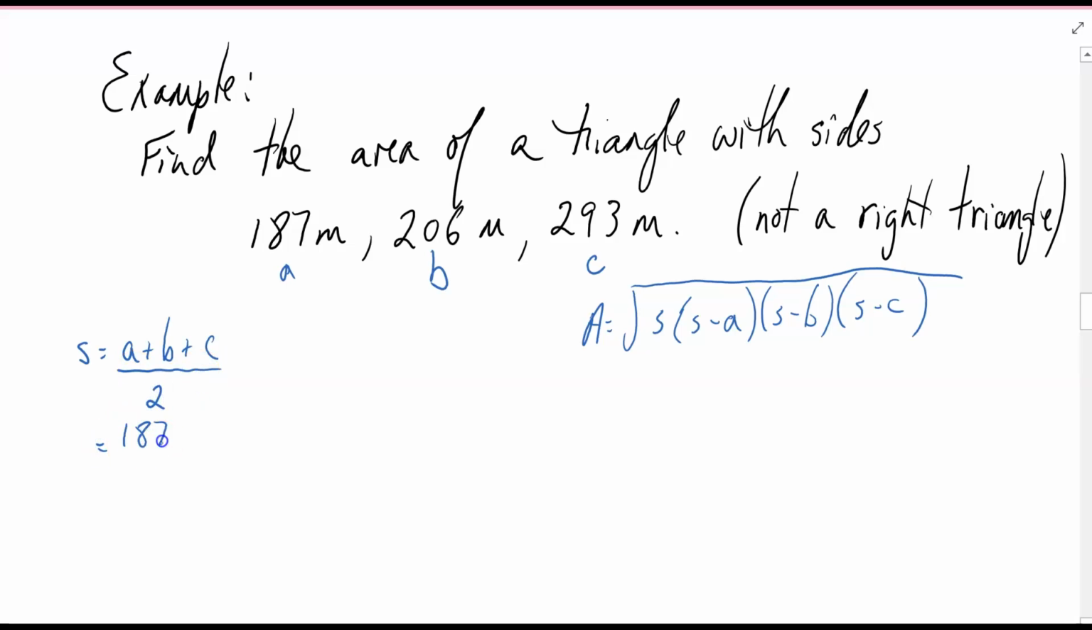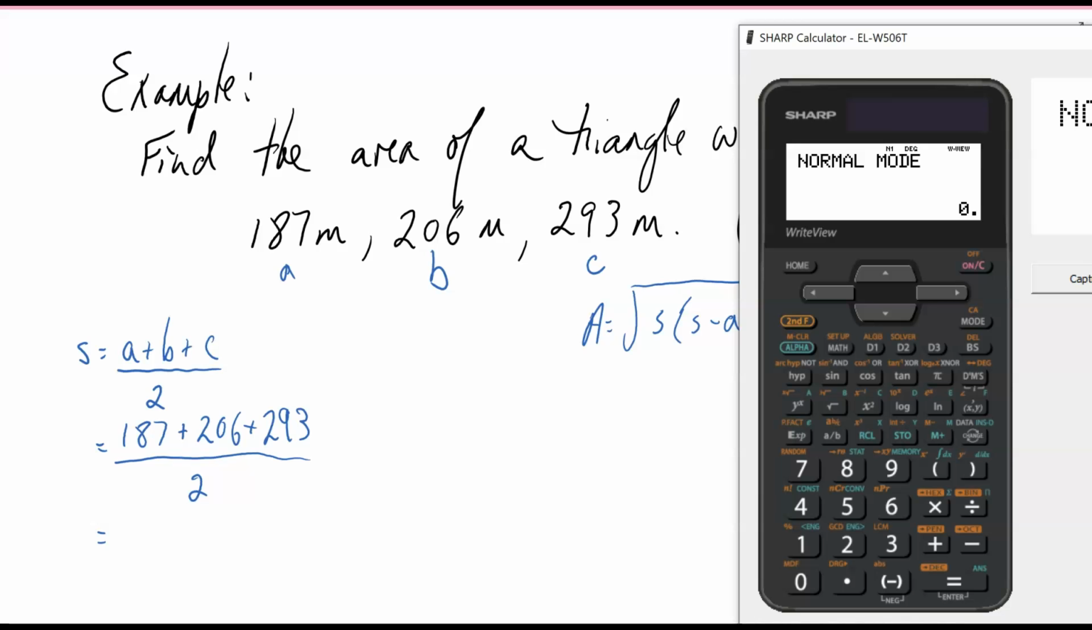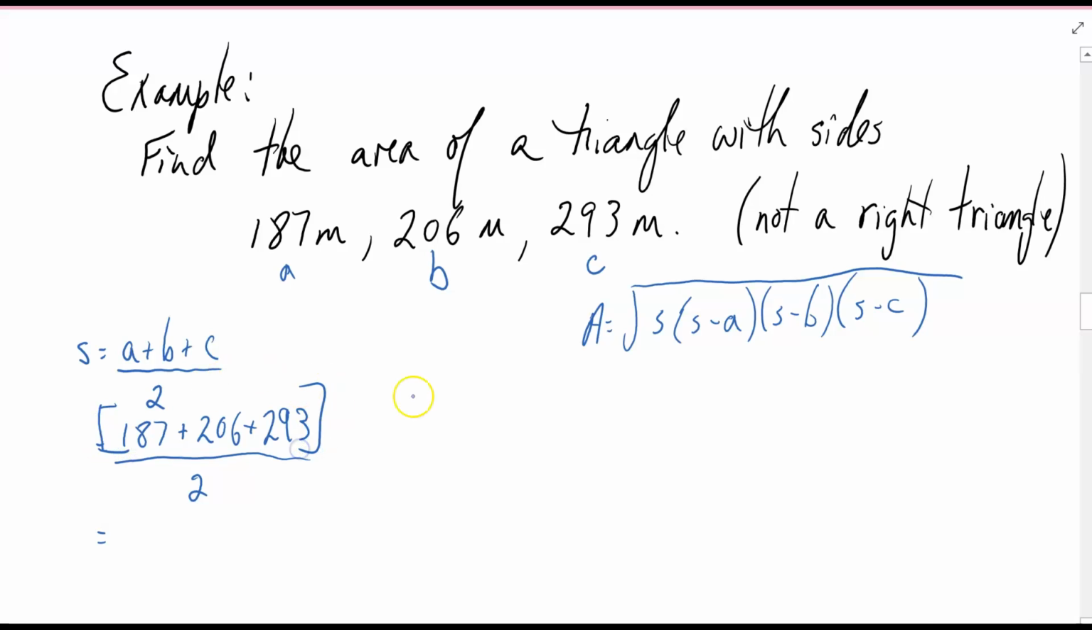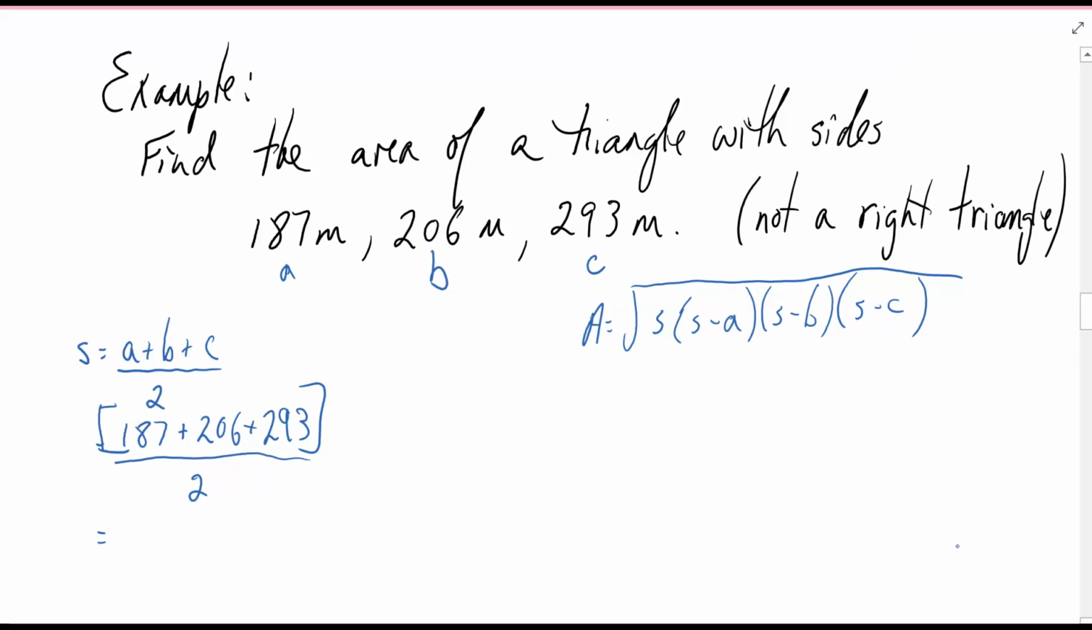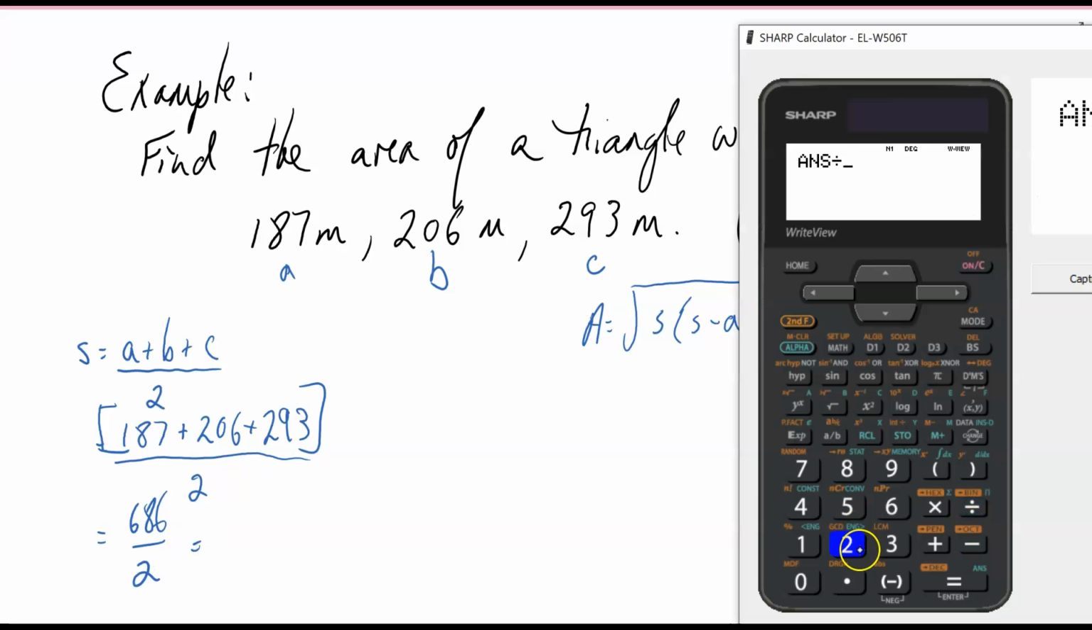So that will be 187 plus 206 plus 293, all divided by 2. And let's see with the calculator. So 187 plus 206 plus 293. And that's the numerator. We want to get that full sum, so I should hit equals. 686 divided by 2, which is, and we will divide by 2 now, 343.